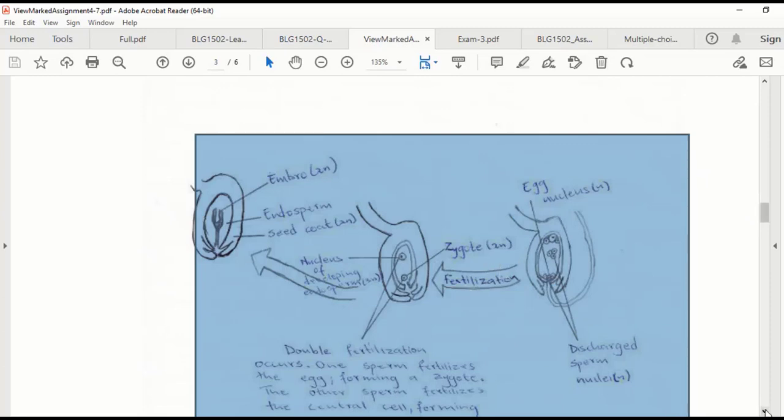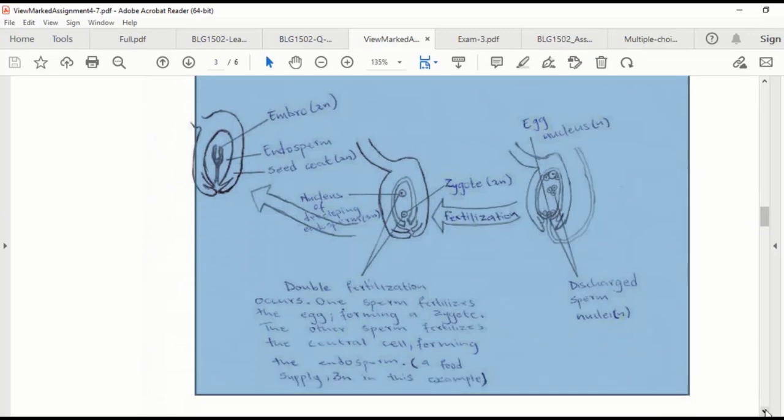the double fertilization occurs. One sperm fertilizes the egg, forming the zygote. The other sperm fertilizes the central cell, forming the endosperm, a food supply, which is on the three end in this example. The discharge of sperm nuclei is also happening at the egg nucleus, where there is also a diploid zygote in the fertilization, and the nuclei are developing. I hope you can be able to look out for this.